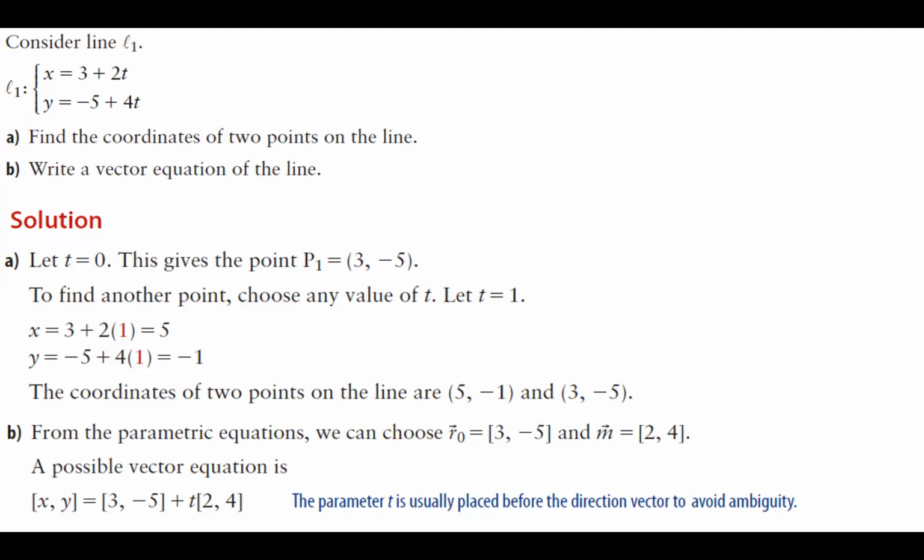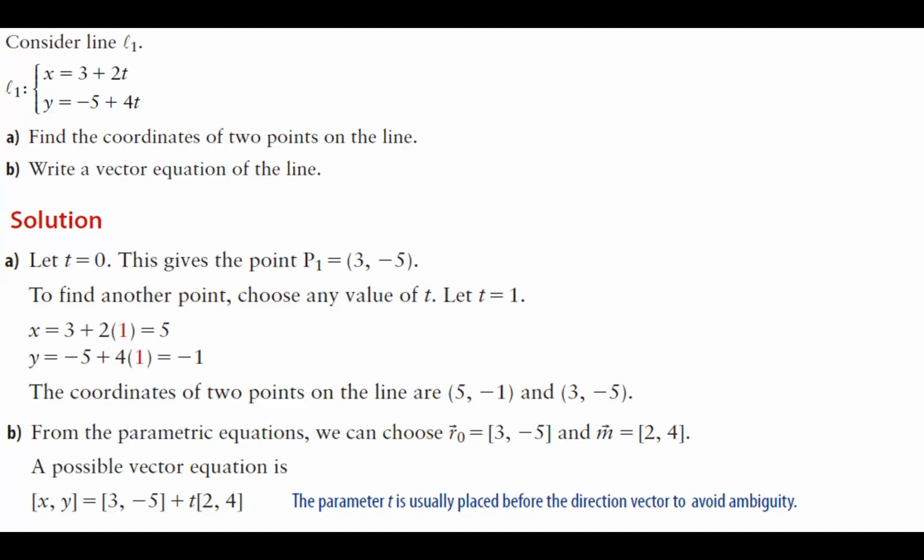Okay, so for question B, from the parametric equations, we can choose r0 equals 3, -5, right? And the direction vector m is 2, 4. So a possible vector equation is given by the vector (x, y) equals vector 3, -5, plus t times the vector 2, 4. And note that parameter t is usually placed before the direction vector to avoid ambiguity.